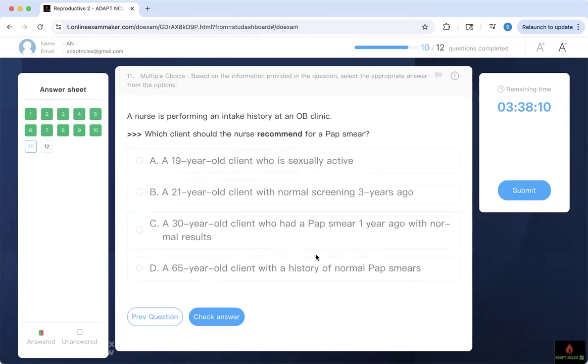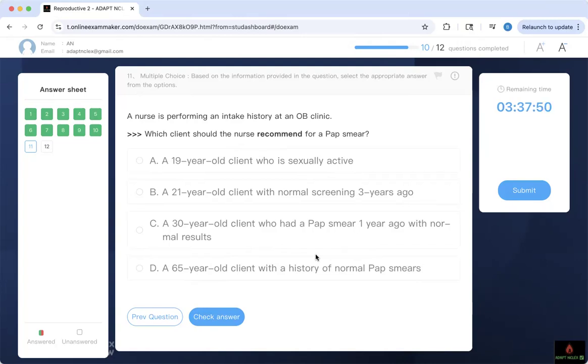Question 11, two more questions. This is a very hard one. It's critical thinking. If you don't know, stop the video, write the concept I'm going to tell you, but pick your answer choice before you proceed. A nurse is providing an intake history at the OB clinic. Which client should the nurse recommend for a pap smear? What is the recommendation for pap smear?